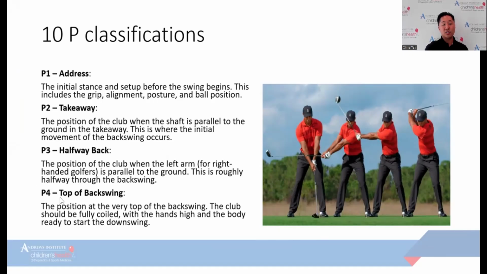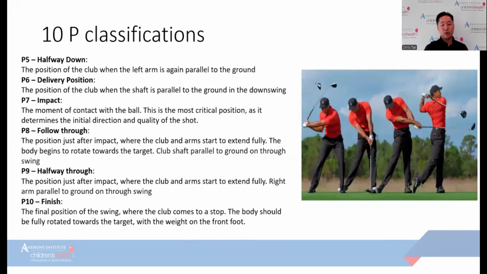And the P4, which is the top of the backswing, the position at the very top. The club should be fully coiled with the hands high and the body ready to start the downswing. As you can see here, the hip is turned about 45 degrees and the shoulder is turned about 90 degrees. Of course, your head is maintained at almost the same level and you're looking down. But as you can see here, his weight is shifted a little bit more towards his back foot as his hip is rotated a little bit farther back. Then we will move on to the rest of the P classifications.